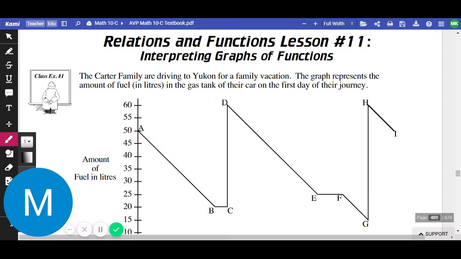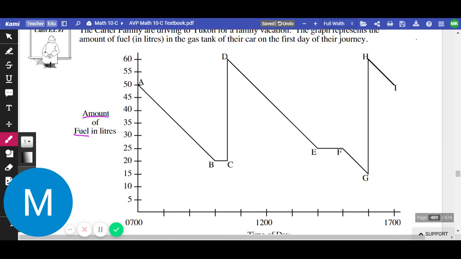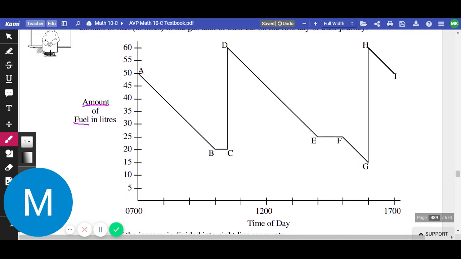A family is driving to Yukon for a family vacation. The graph represents the amount of fuel in the gas tank of their car on the first day of their journey. So, this line is representing the amount of fuel in their car at a given time. I'm just going to scroll down a little bit so I can see the label, time of day.